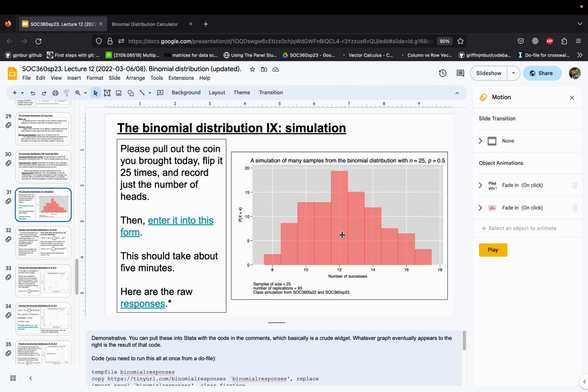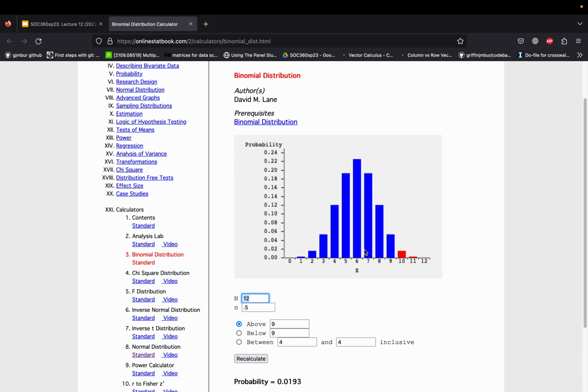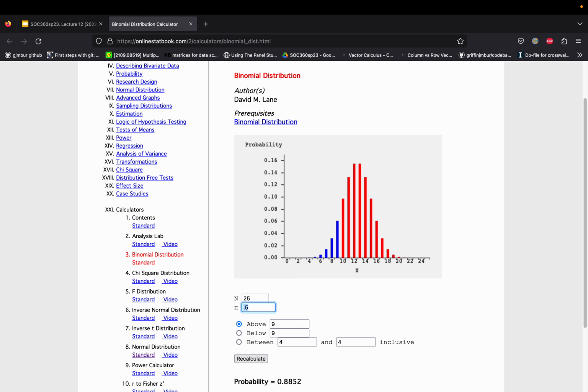So this is a sampling distribution. The binomial distribution is a sampling distribution. And this is going to show us the true sampling distribution here. So we don't need to do any replication. What we're doing here is we're going to write down 25. And then we're going to say our pi. Remember that pi sometimes means probability in this context. So our pi doesn't need to change, it's 0.5.